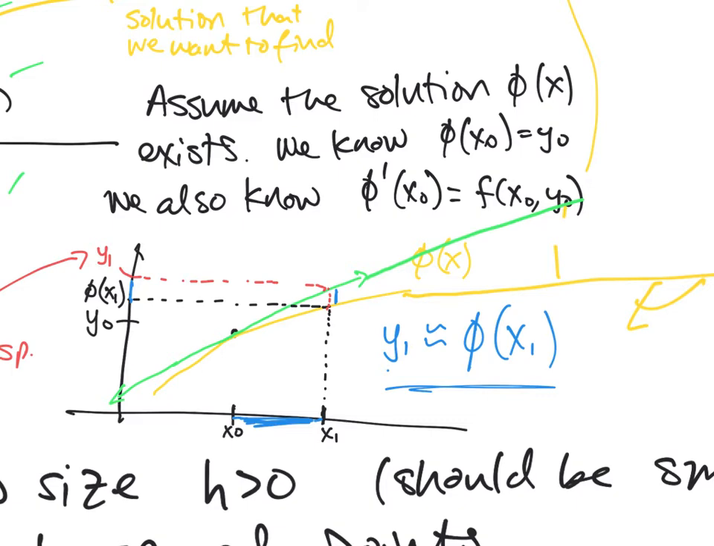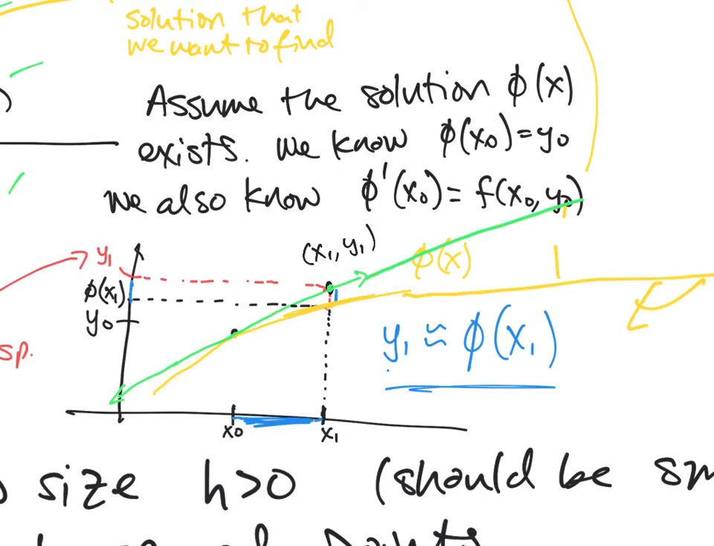So our next point is going to be x1, y1. Those are two numbers that we can compute explicitly. And we're going to draw another tangent line that's going to go through here, but we're going to use the slope of the true function phi, because we know that due to the differential equation.